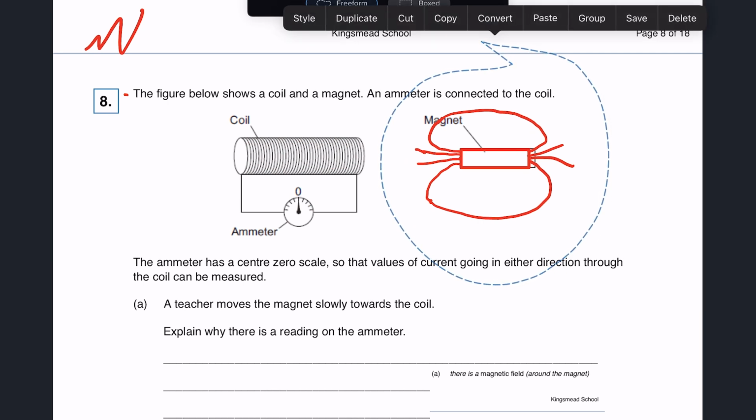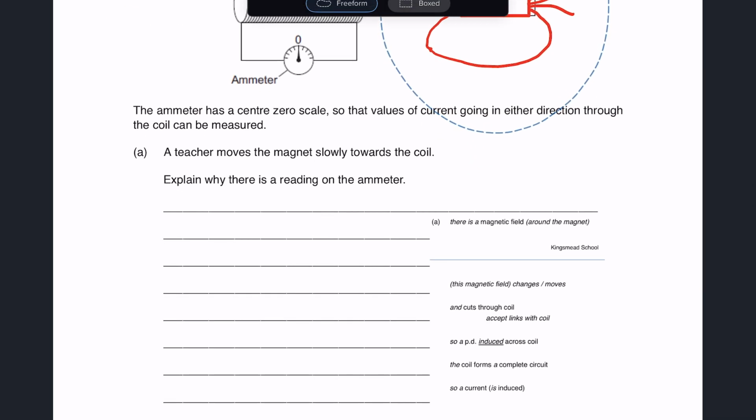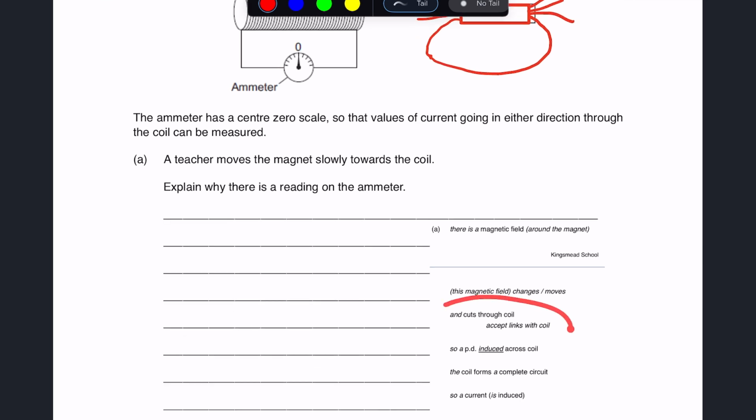So this is what I want you to say. First of all, there is a magnetic field around the magnet. This magnetic field changes as it moves. As I move it through, the magnetic field changes and cuts through the coil, or you could say links with the coil. Use that phrase, flux linkage. Therefore, a potential difference is induced.